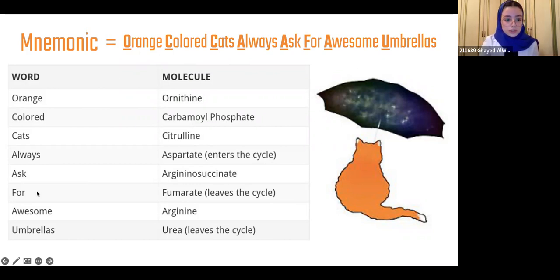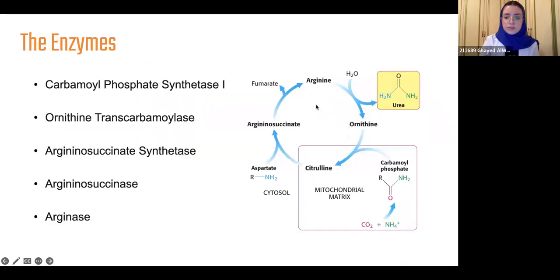So let's go through it together, okay? Orange is for ornithine. C in colored is for carbamoyl phosphate. Cats, citrulline. Always, aspartate. Ask for argininosuccinate. For is for fumarate. And then awesome is for arginine. And umbrellas is finally for urea. And you can see that over here. Okay, so these are the substrates that we talked about, or the reactants, intermediates.